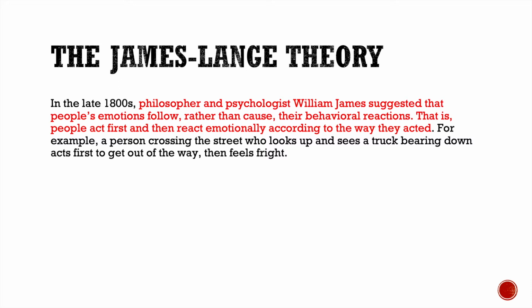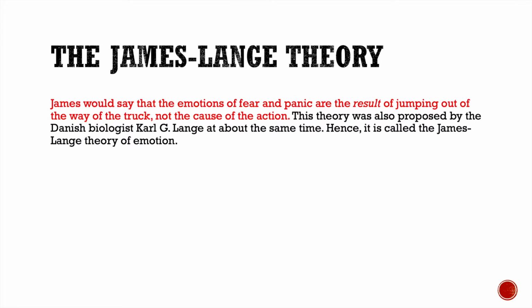In the 1800s, philosopher and psychologist William James suggested that people's emotions follow, rather than cause, their behavioral reactions. That is, people act first and then react emotionally according to the way they acted. For example, a person crossing the street who looks up and sees a truck bearing down acts to get out of the way, and then feels fright. So you act first, and then you feel.